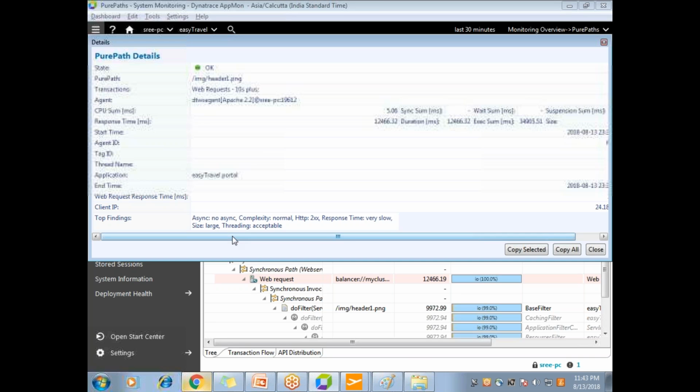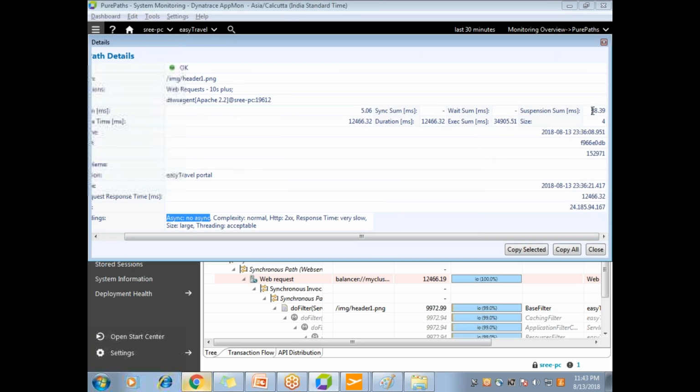So there is no dependency basically. This should not have any asynchronous. So it says no asynchronous, which means that it is synchronous, right? Yes, exactly. So that could be a problem as well. And suspension time because of that is 83 milliseconds.